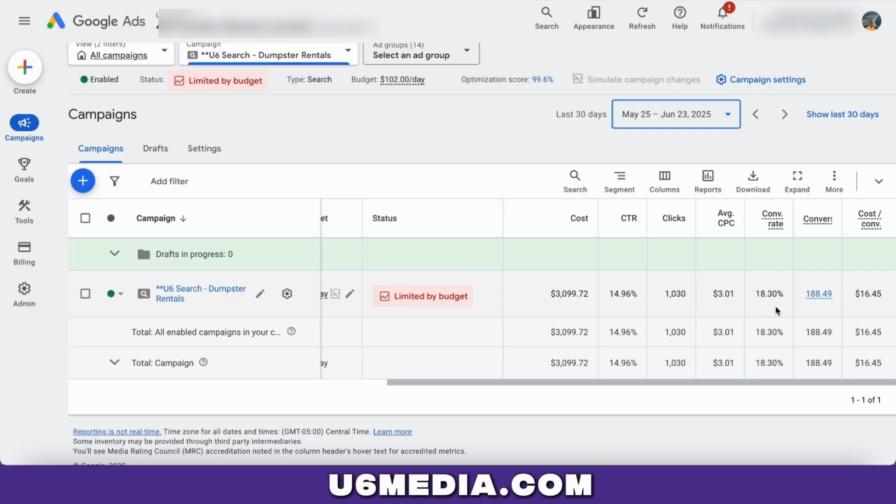And we've got work to do on this campaign. I want to get this up to 25%. 188 leads were generated. These are a mixture of phone calls as well as contact form submissions, with a cost per conversion, or CPL, of $16.45. So overall, really happy with the results here. And again, we've only been working with this business for the last 3 months.